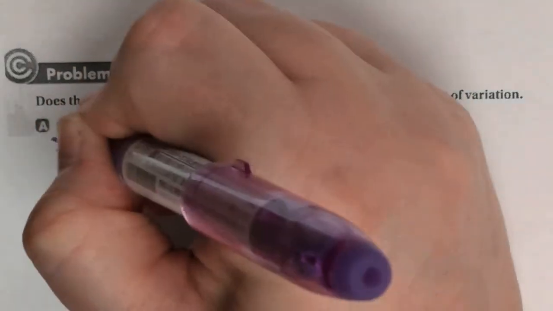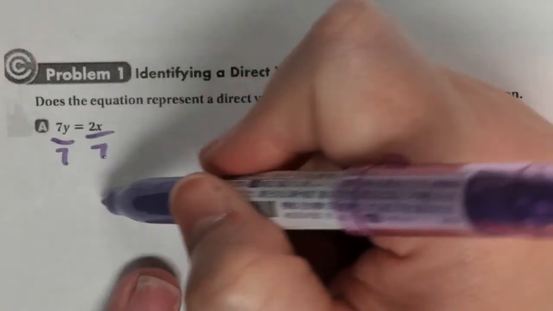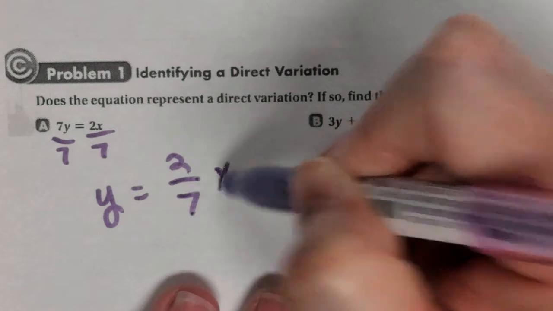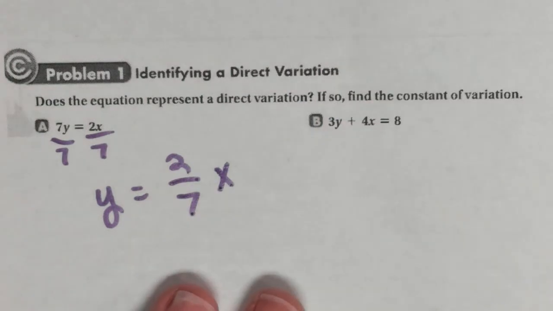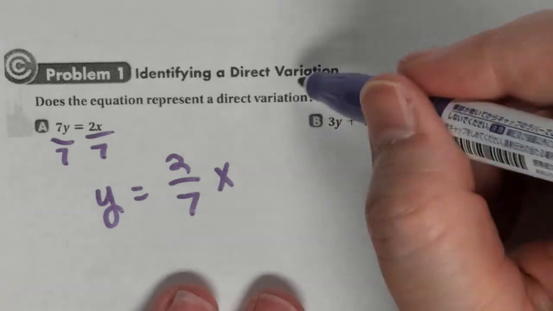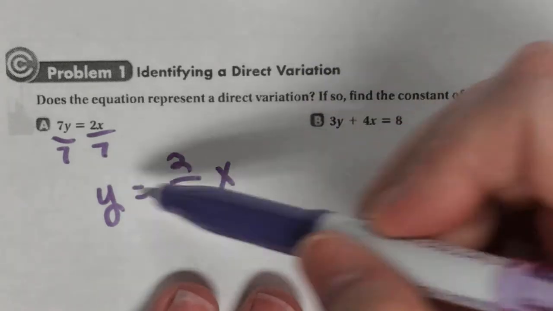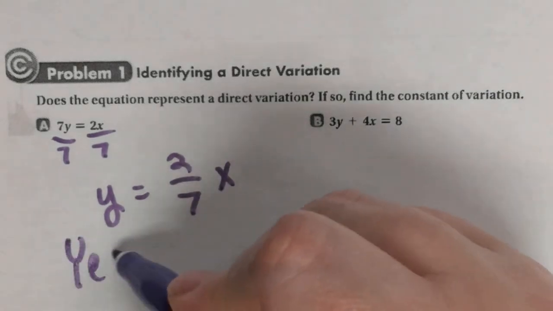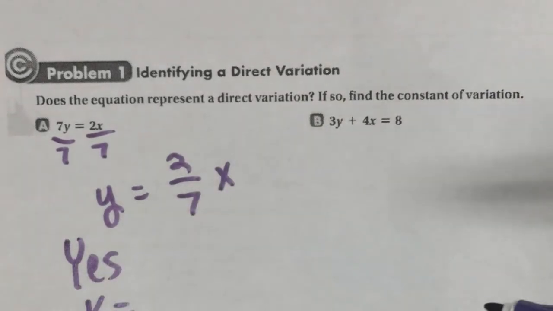If I divide by 7 here, I can divide by 7 here, and I've got y equals 2 over 7x. Do I have any plus or minus for b? No. So that means this is direct variation. This looks like y equals kx, doesn't it? So this is yes. And k equals what number with the x?